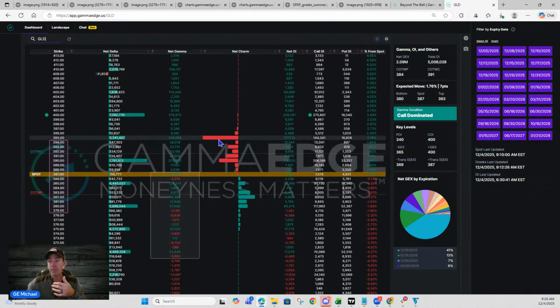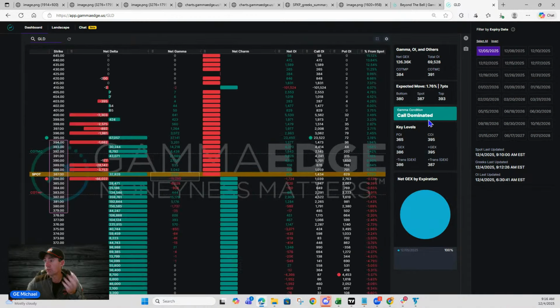You see a significant amount of charm overhead at 390 as well as delta. So this could obviously be out of the money calls here. This charm is going to continue to grow if you're below that, so that would be that first stopping point or headwind overhead that I would look for. If you get above these levels and continue to add, I'd be looking for 395 and then 400 to the upside.